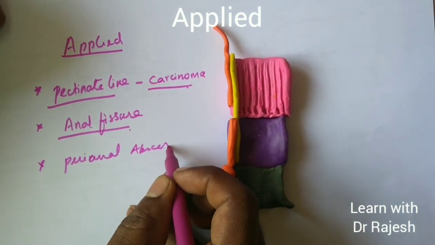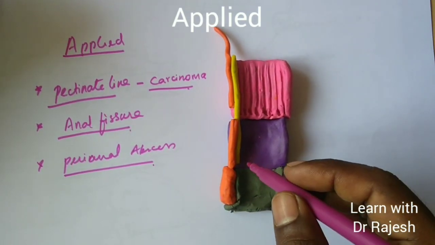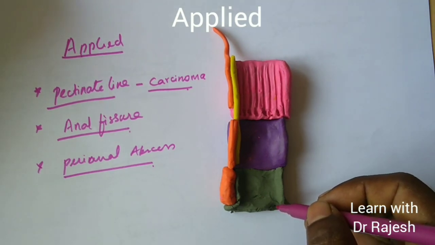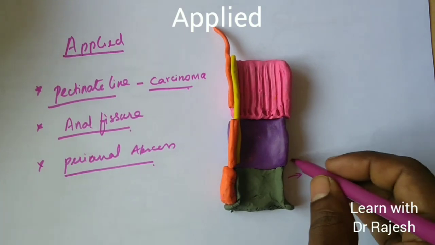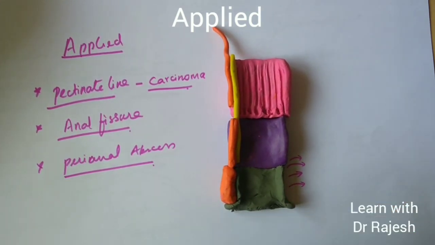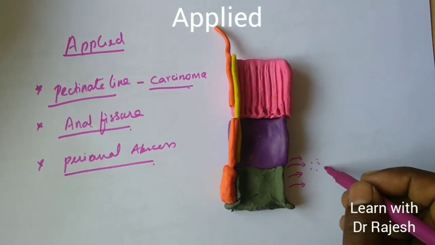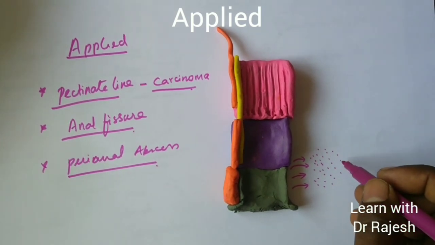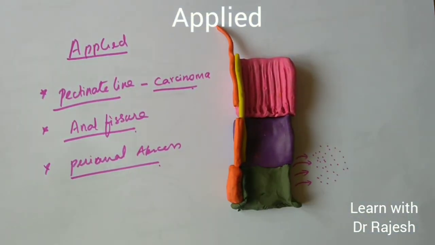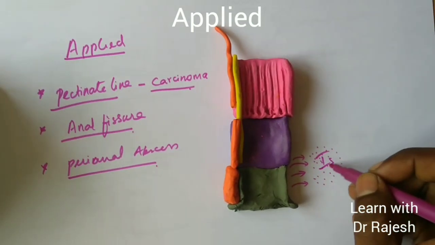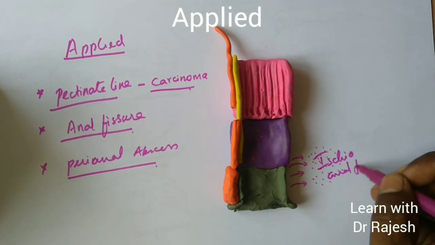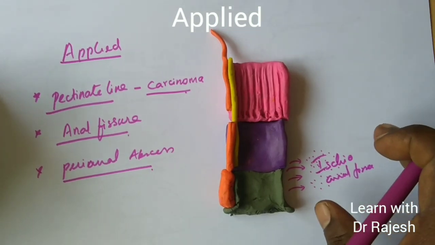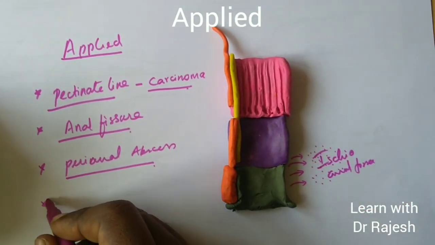Perianal abscess. The infections which are present along the anal canal, or even the perianal, the infections which are developed in the anal fissures, can spread laterally into the perianal space, and there can be accumulation of pus which can be seen in the perianal space. That is the ischioanal fossa. So the accumulation of pus here will form ischioanal abscess, which is also very painful.